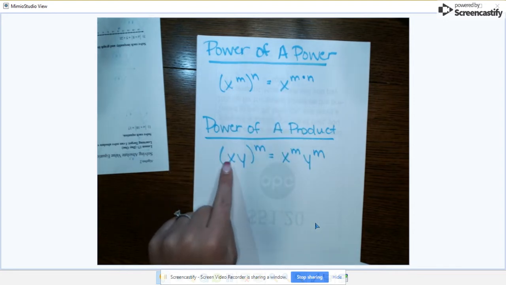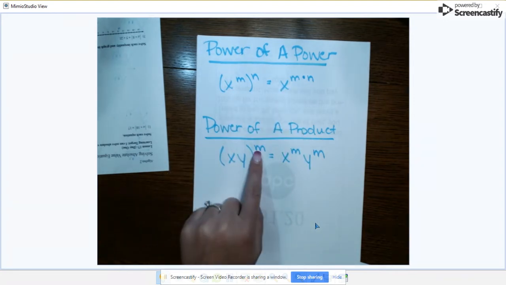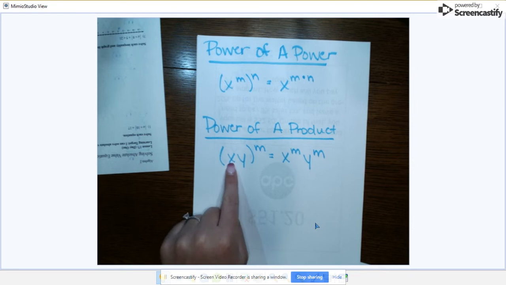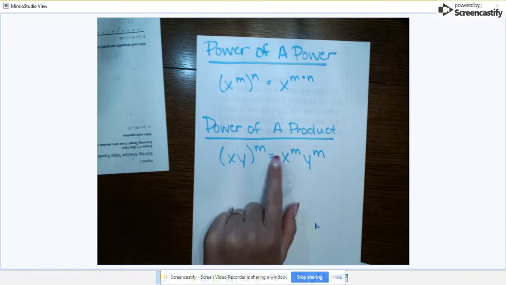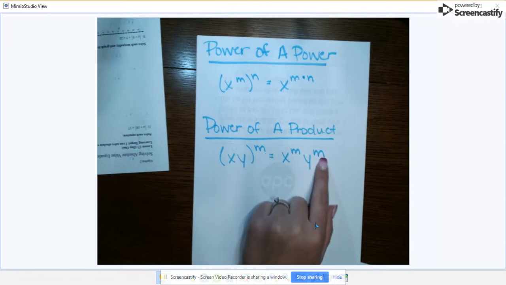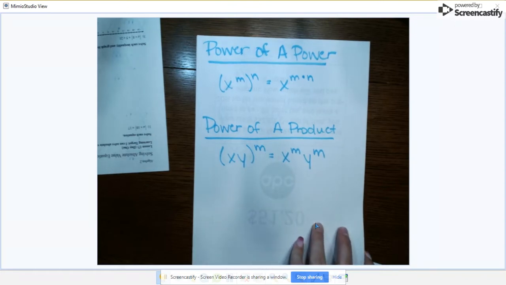Likewise, power of a product. So I have two things raised to a power, or it could be 3 or 4. But I have multiple things raised to a power. Everything inside that parentheses is going to get that power. We're going to multiply. So there's a 1 on the x and the y. So 1 times m gives me m. 1 times m again gives me m on the y as well.